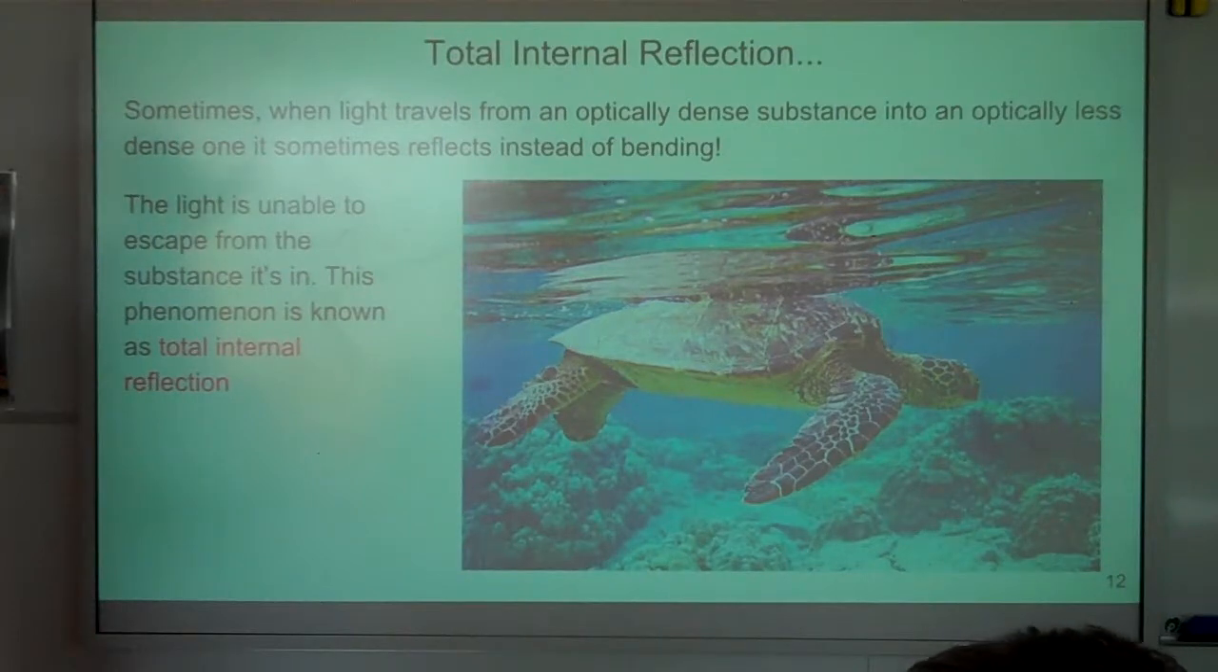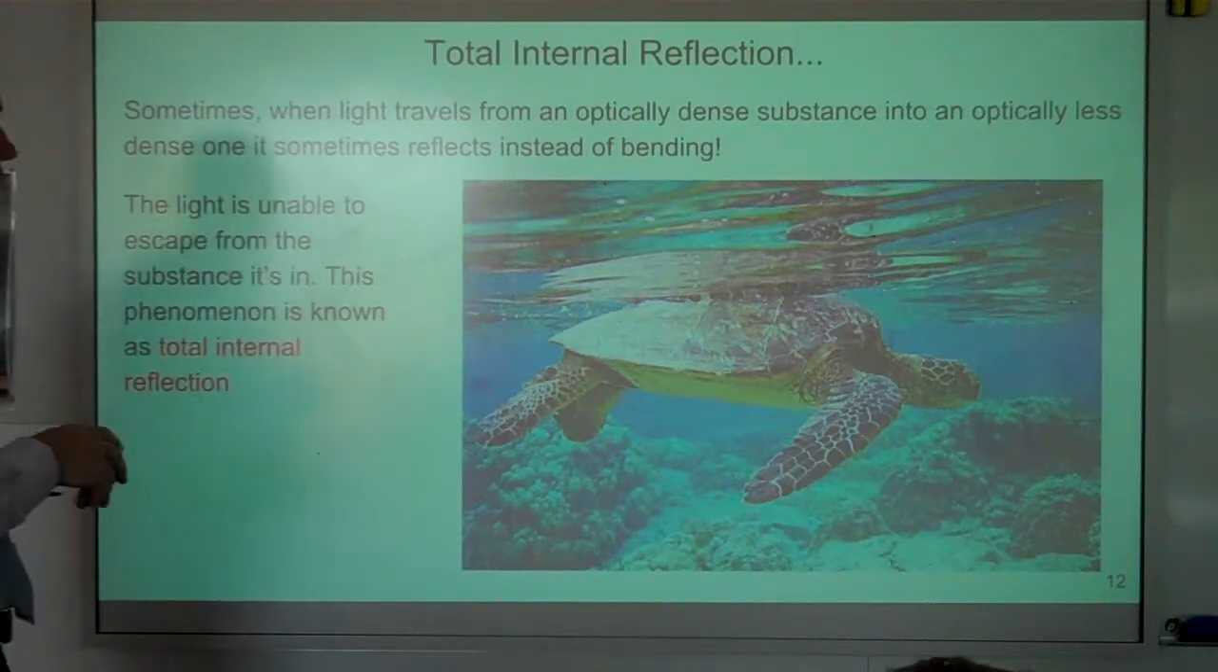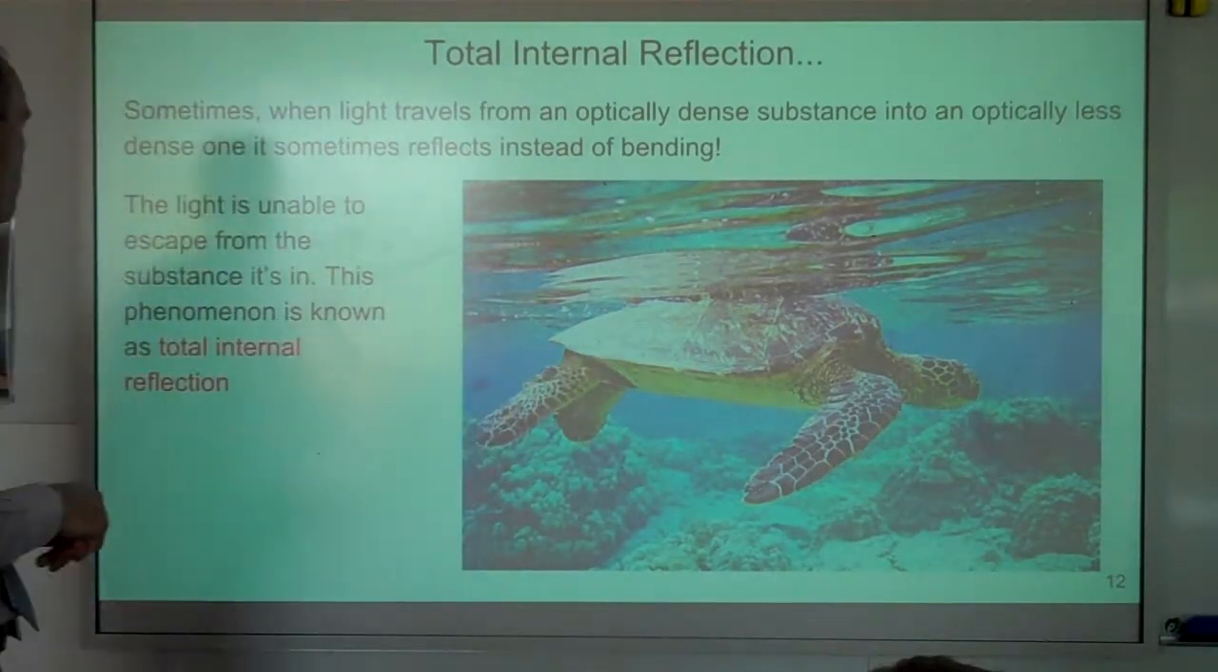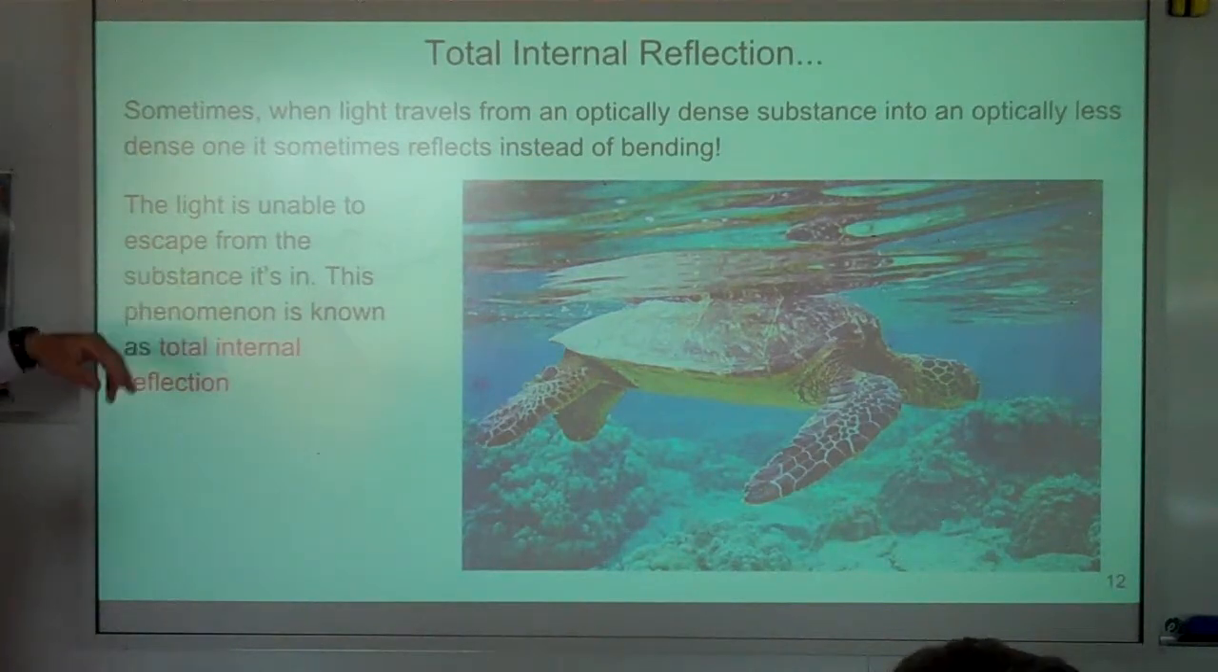But you get on a certain angle, and the light from the bottom of the pool will be hitting up and bouncing and reaching your eye. The light from outside won't be reaching your eye anymore. So it's a bit weird. This is total internal reflection, and you can see that there. The light can't escape from the substance it's in. The phenomenon is known as total internal reflection.